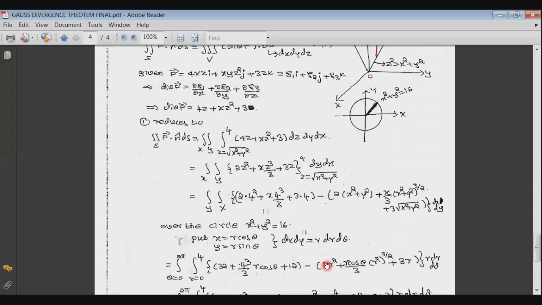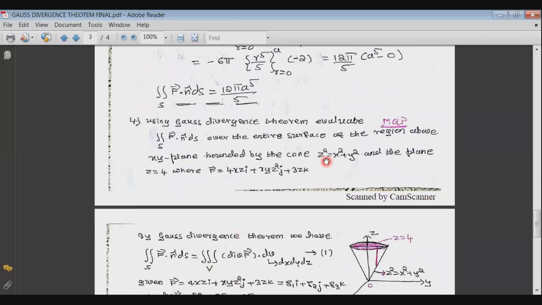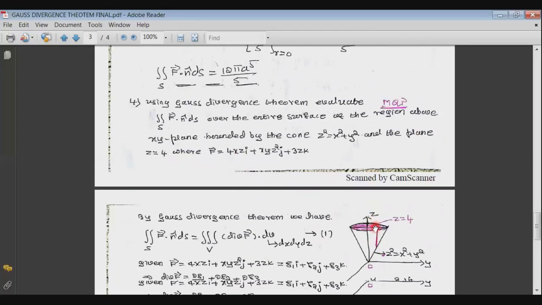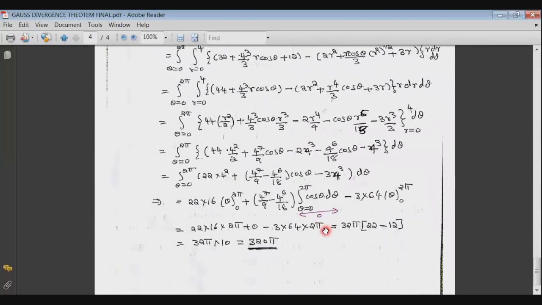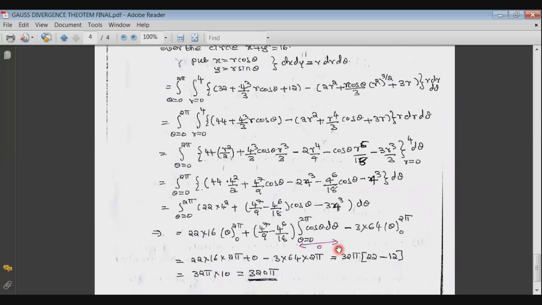That will be the value of the required surface integral when the surface is z square equal to x square plus y square and the plane z equal to 4, where f bar is given by this, taken above the xy plane. That will be the required value of the surface integral for the given problem. And this is all about vector integration.